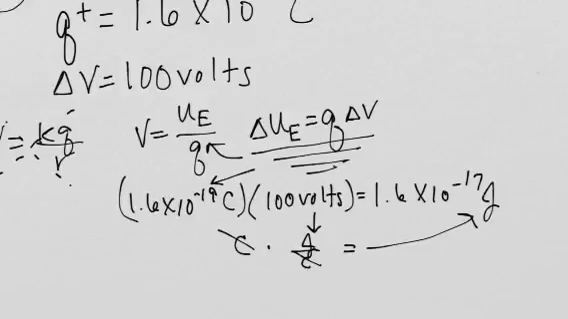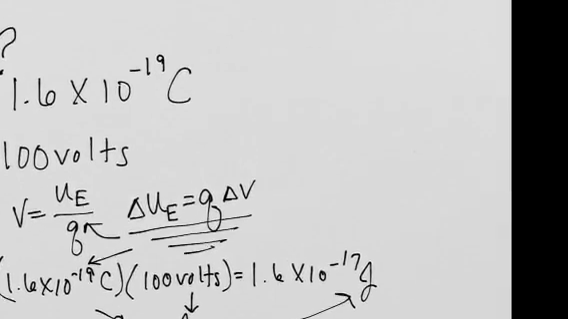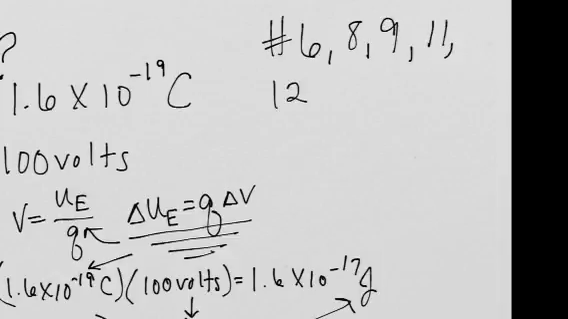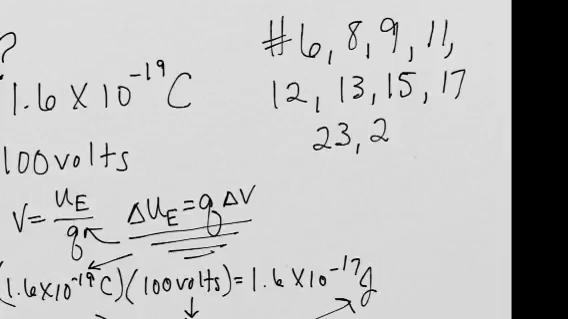All right, so the problems in this packet that are linked to these two types of problems, in addition to number 1 and 3, are numbers 6, 8, 9, 11, 12, 13, 15, 17, 23, and 25.